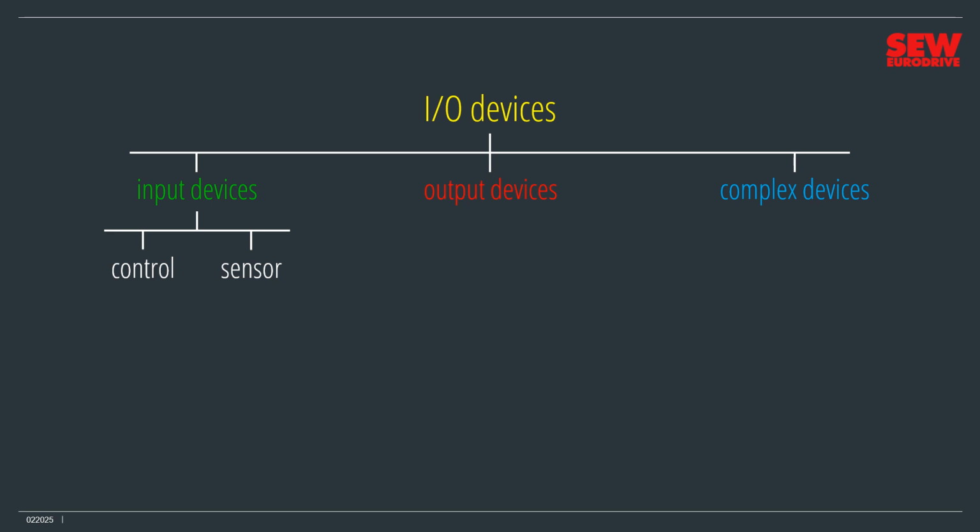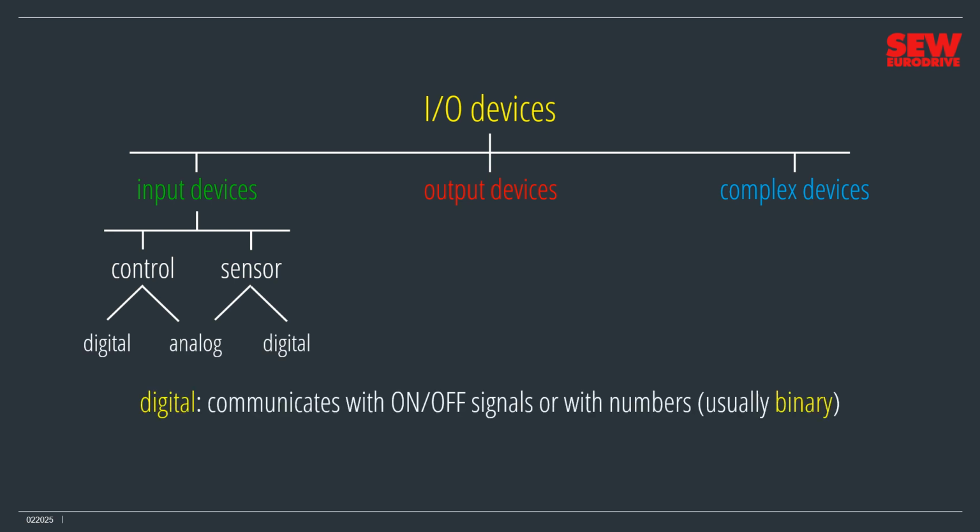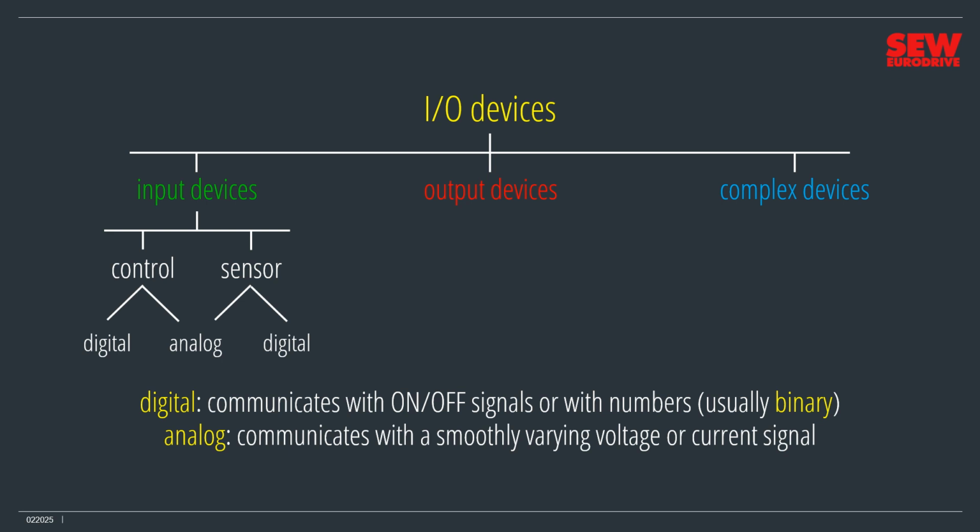These two categories in turn divide into two subcategories each: digital and analog. A digital device communicates with on off signals or with numbers, usually in binary form, zeros and ones. These simple signals can do a lot, as this module will demonstrate. An analog device, in contrast, communicates with a smoothly varying voltage or current signal. Analog devices are common when the application includes equipment that must be opened, closed, or moved smoothly and gradually.